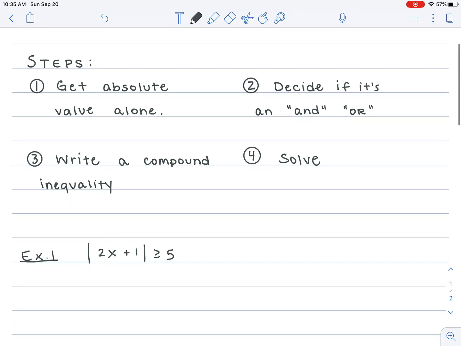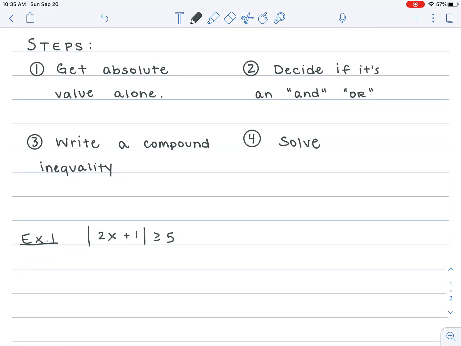So here's our first example. The absolute value of 2x plus 1 is greater than or equal to 5. So step 1, get the absolute value alone. Is the absolute value completely by itself on that side of the equation? Yes, step 1, completely done. Awesome. The second one is decide if it's an and or an or.